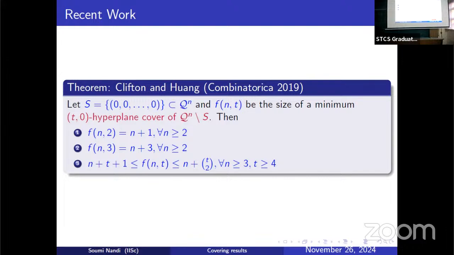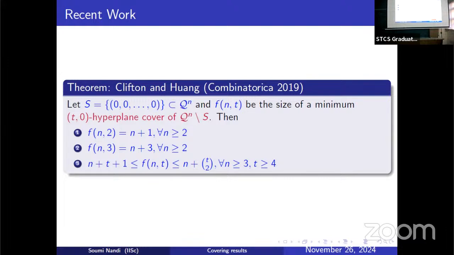They considered the hyperplane version. They showed that if we want to cover all the vertices except all zero using hyperplanes, and cover everything at least 2 times, then at least n plus 1 many hyperplanes are required. If we want to cover every nonzero point at least 3 times, then we will require at least n plus 3 many hyperplanes. Both these are tight, that is, there exist n plus 1 and n plus 3 many hyperplanes that do the exact job.